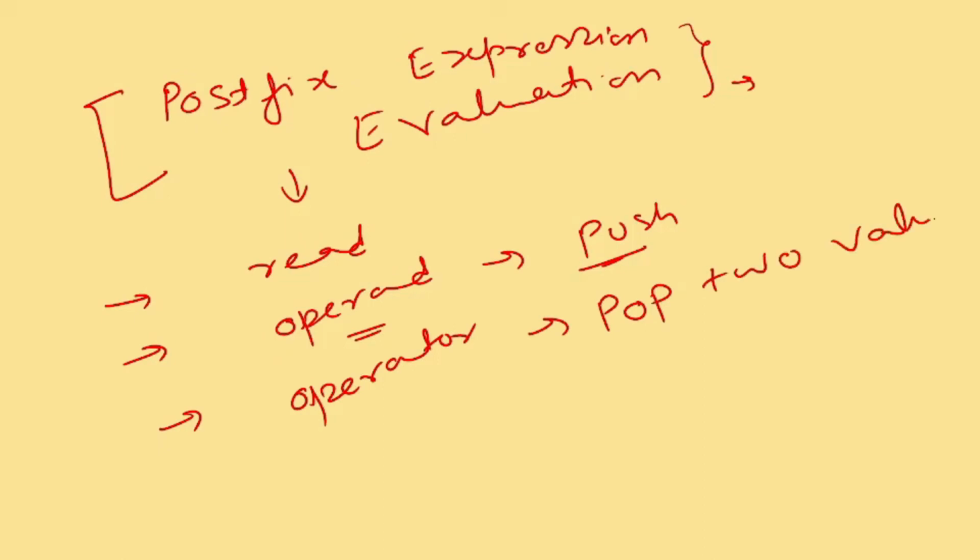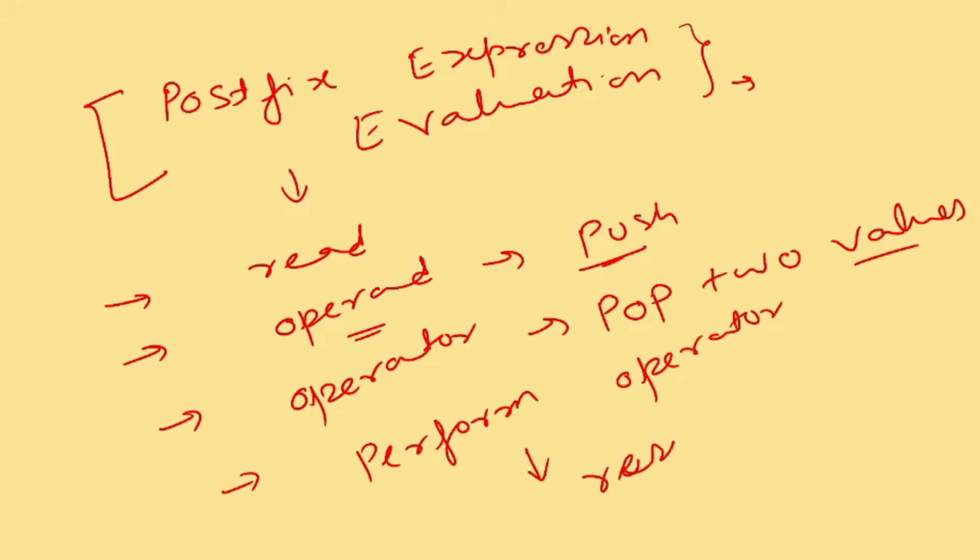two values. Whatever the values are there, you have to pop them. That's it. Then you have to perform whatever the operation is, and then the result has to be pushed back onto the stack so that we can read it.